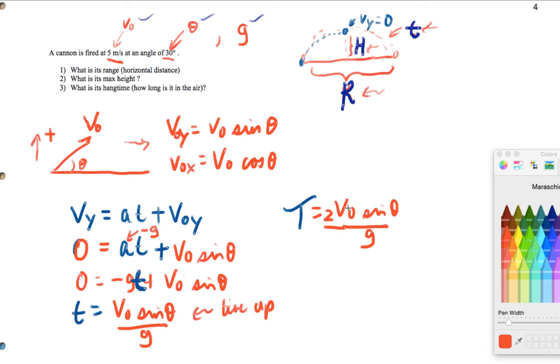In the next video, we're actually going to go ahead and figure out what the maximum height is.